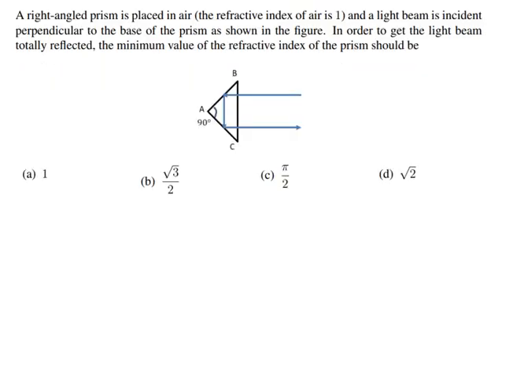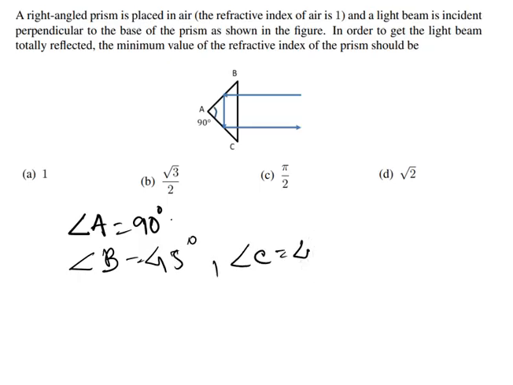So angle A is 90 degrees. The triangle is right-angled, so the other two angles are 45 degrees each, which means angle B is 45 and angle C is 45. So the angle AC is 45.